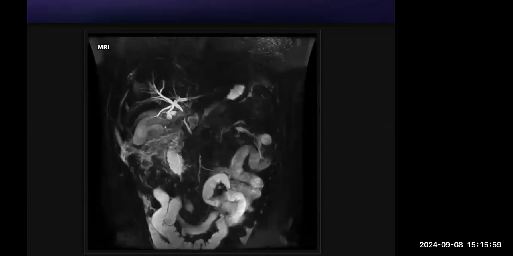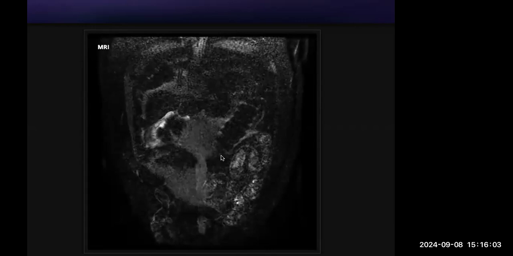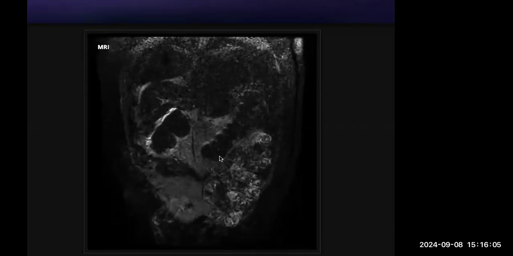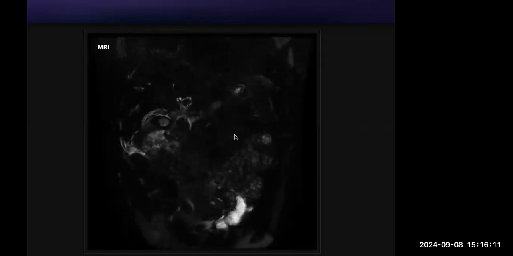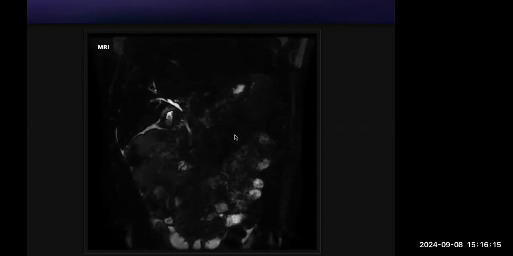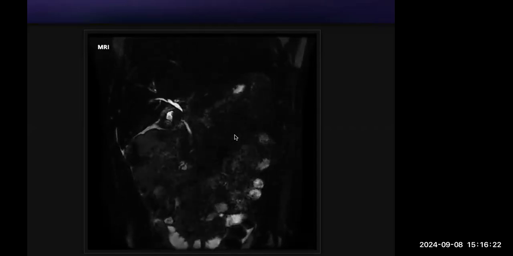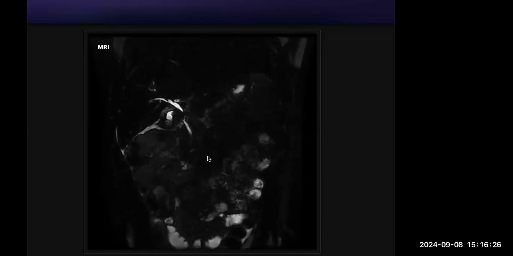Yeah, I can give you the MRCP sequence here. On the MRCP sequence, there is some dilatation of the intrahepatic biliary ducts with a kind of smooth cutoff seen at the level of the hilum, and the distal duct appears normal in caliber.